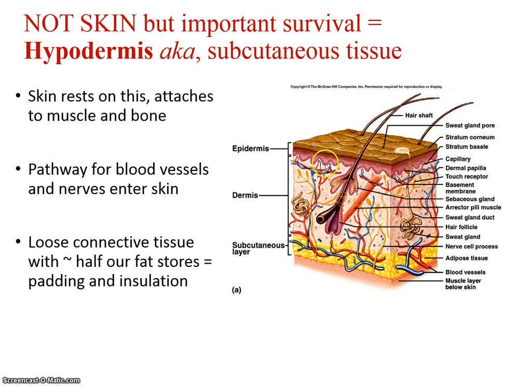This cartoon also shows you, again, this perspective of very big dermis and significantly smaller epidermis, very, very busy layer, this dermis. Okay, so the skin rests on top of this, allows you to attach to the muscle beneath, the subcutaneous does. It's a pathway, as I say here, loose connective tissue. Half our fat stores are found here, so it gives us padding and insulation.